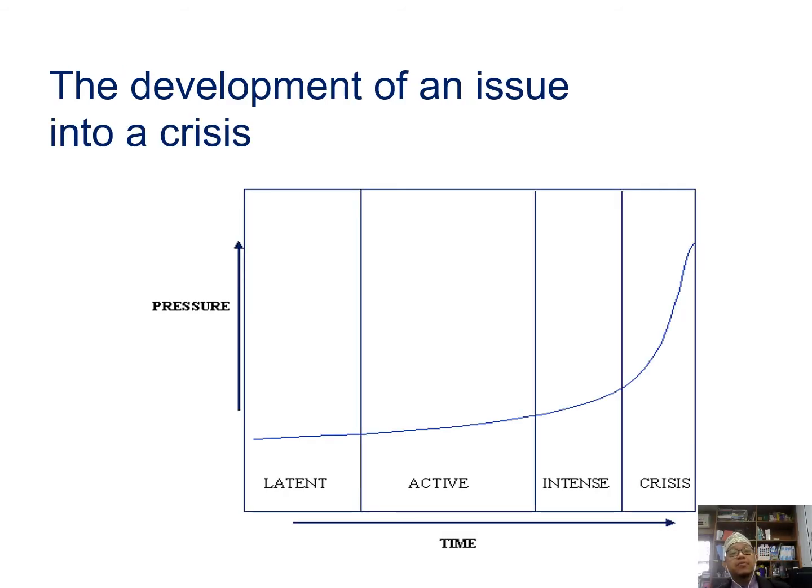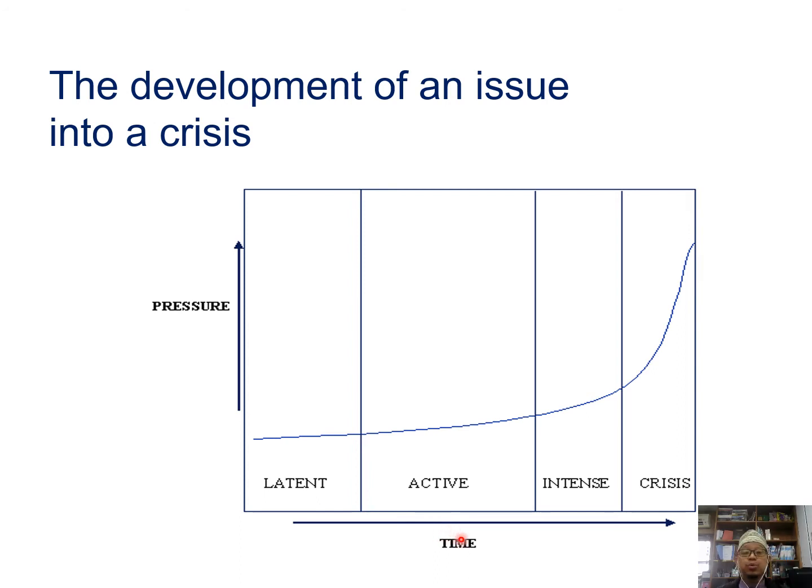The development of an issue into a crisis is shown in this diagram. On the left side is pressure, and at the bottom is time. In the beginning, when the issue has just occurred in the organization, it is at an early stage where there is no pressure yet from the public, so we call that the latent stage. After a few months, for example, the pressure is slightly increasing, so the issue is becoming active.